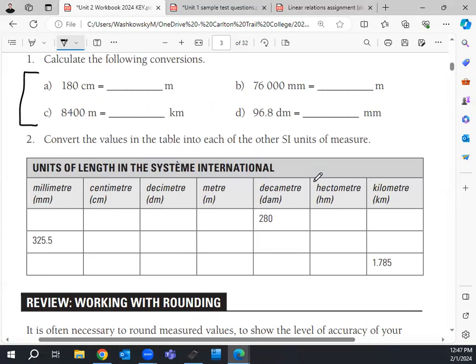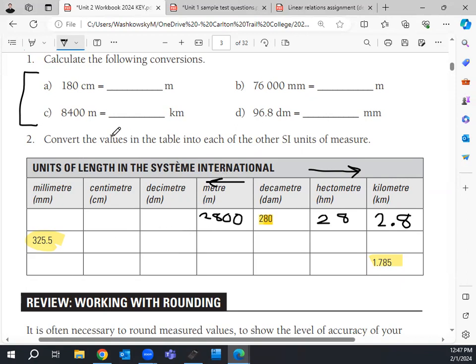Now, if you're looking at this table here, basically what you're given is 3 different units of measurement, and you have to convert that for every single one here. So let's use this first one, for example. If I have 280 decameters, and I'm moving to hectometers and kilometers, I'm moving to the right. So I divide it by 10 each time. This would give me here 28, for example. This would give me here 2.8. The other way around, if I'm going to the left, from decameters to meters or decimeters, you're multiplying it by 10 each time.